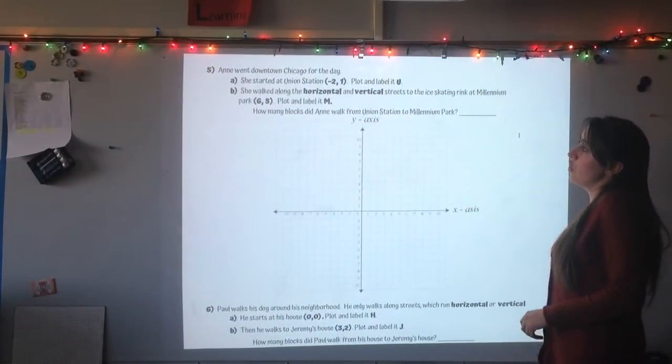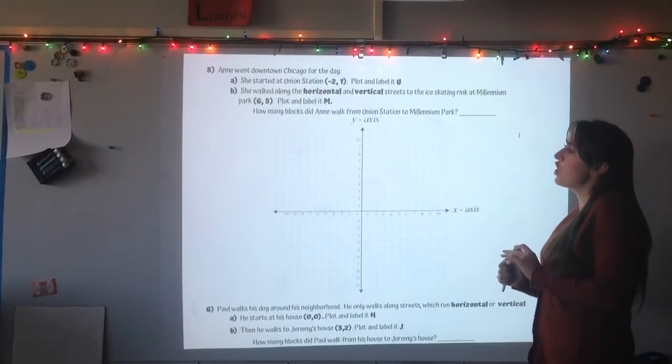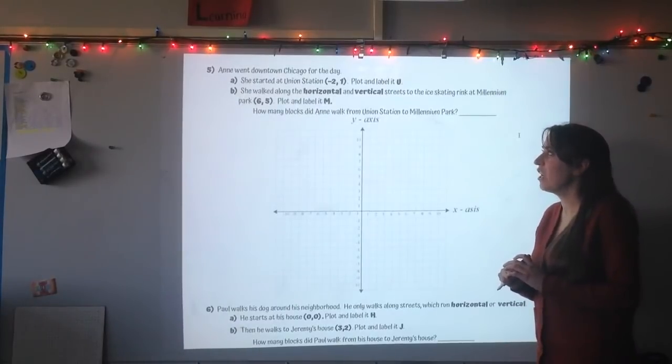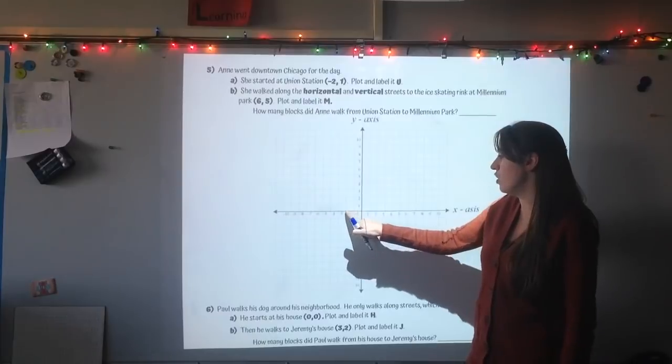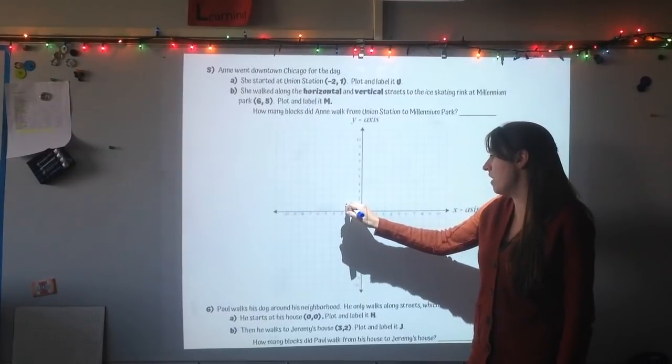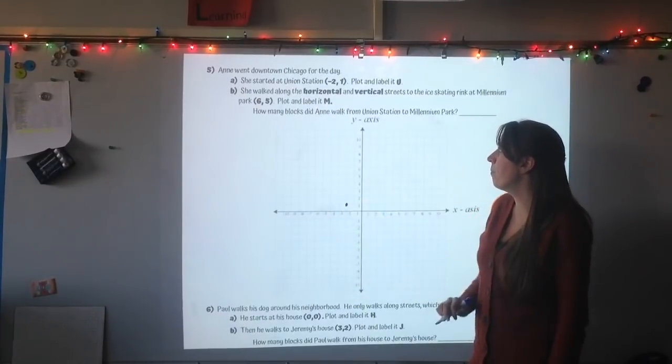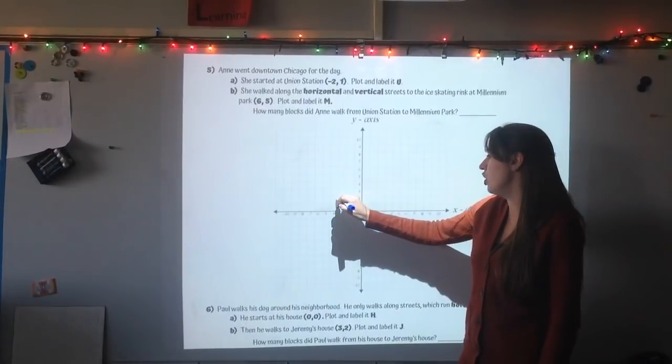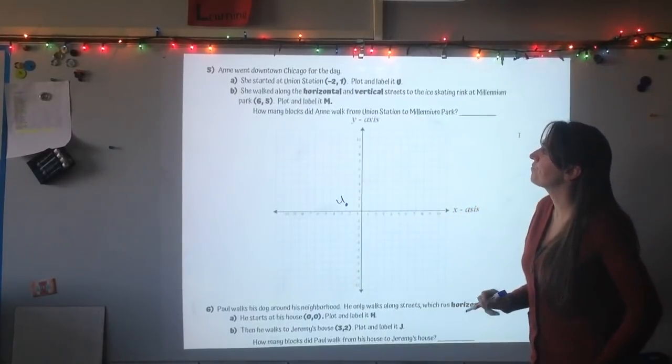Anne went downtown Chicago for the day. She started at Union Station, which is at negative 2, 1. So negative 2 is 2 to the left, 1 is positive, so it's up. Plotting the point there, and I'm labeling it U for Union Station.